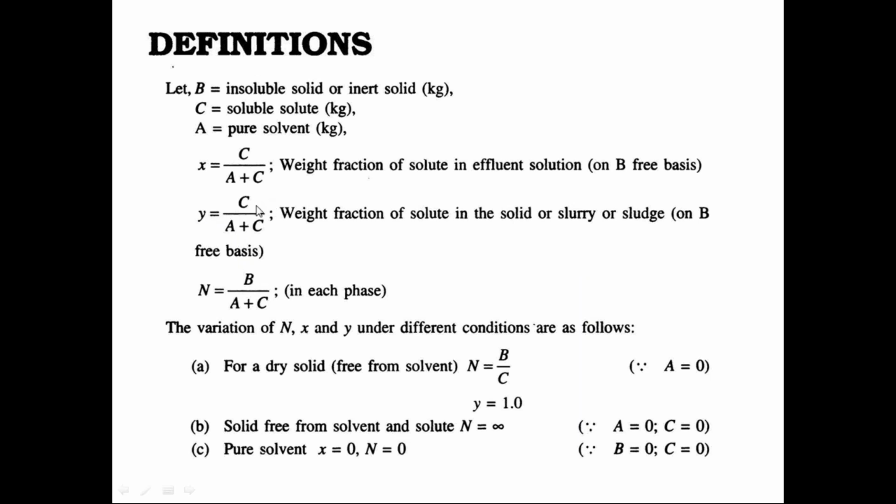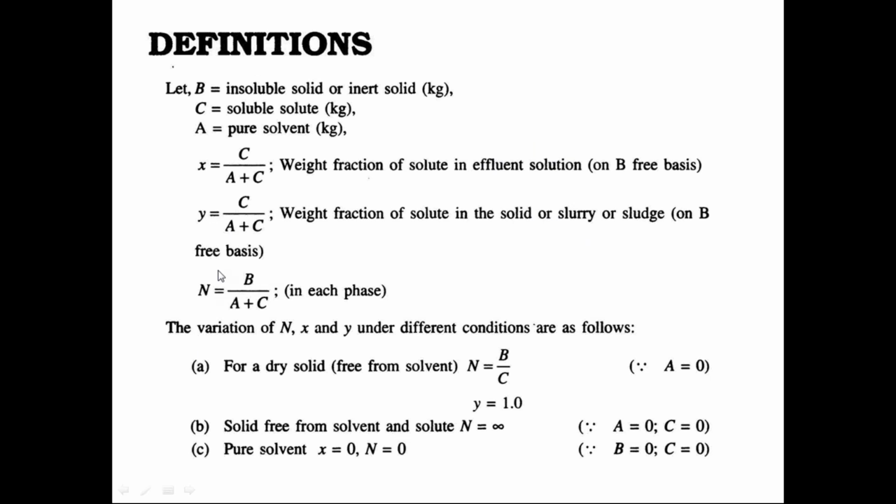So Y is equal to C by A plus C in the slurry phase. So this is the liquid phase, this is the slurry phase. We will not get the pure or dry solid here, because once it is wet with the solvent, it is very difficult to dry during the operation. So we will consider this slurry phase and the clear liquid phase.